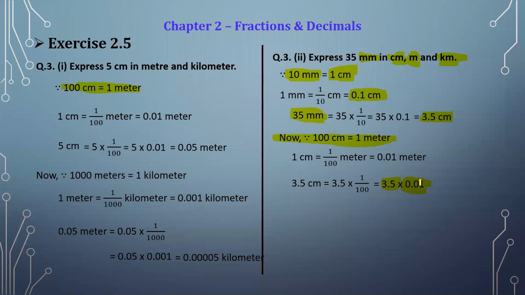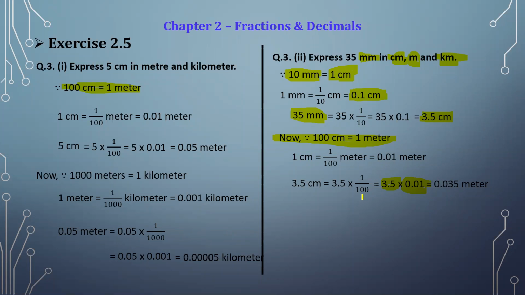Here we perform this multiplication, 3.5 into 0.01, and after performing it we get the answer 0.035. Now how do we place the decimal point? It is quite easy.